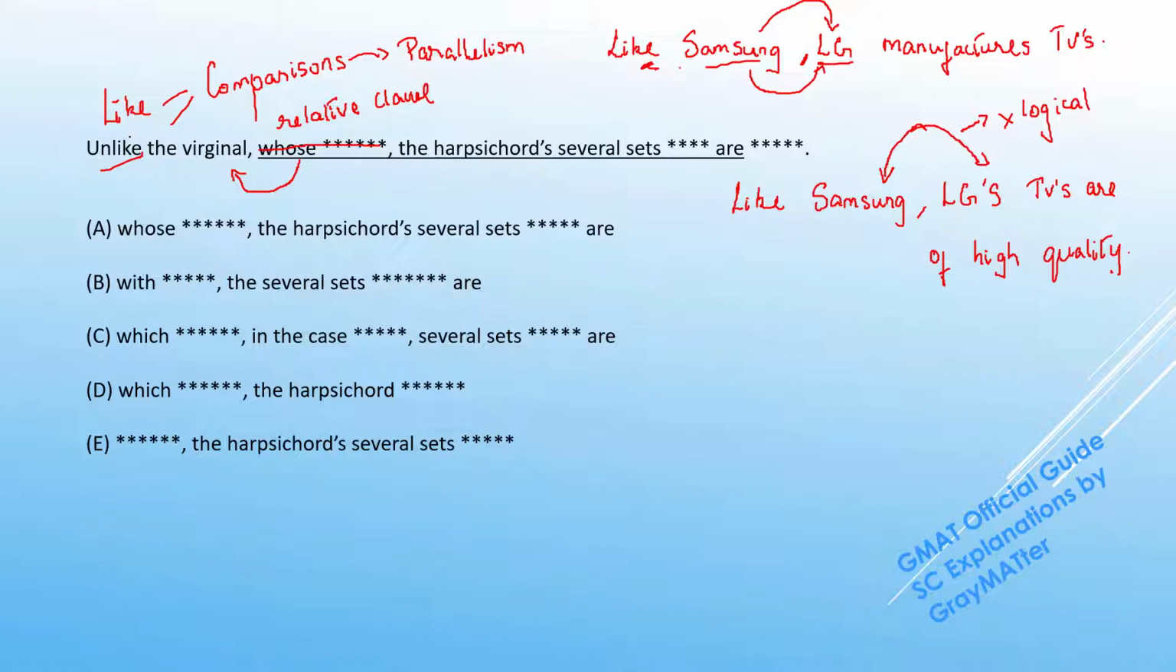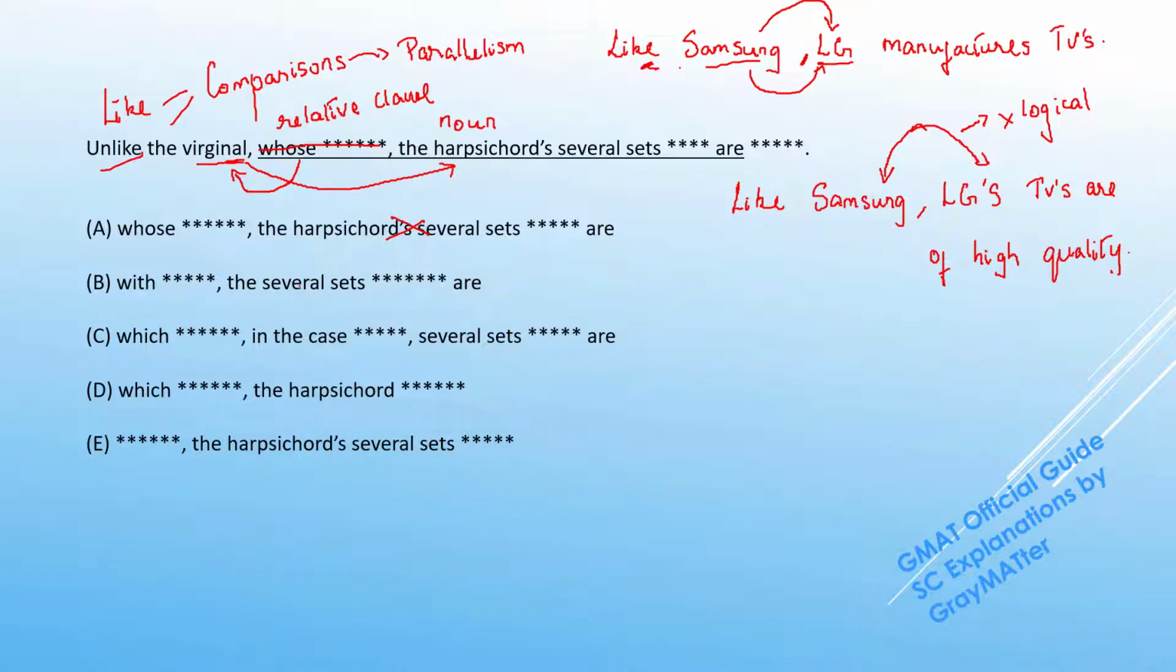So if you have a "like" or an "unlike," just ignore the modifier construction that is between the commas and look at the noun that's immediately following the comma. So what we can see here is that the virginal is being compared to the harpsichord's several sets of strings. But logically, what exactly are we supposed to compare? We're supposed to compare the virginal and the harpsichord. So obviously, A is not the answer.